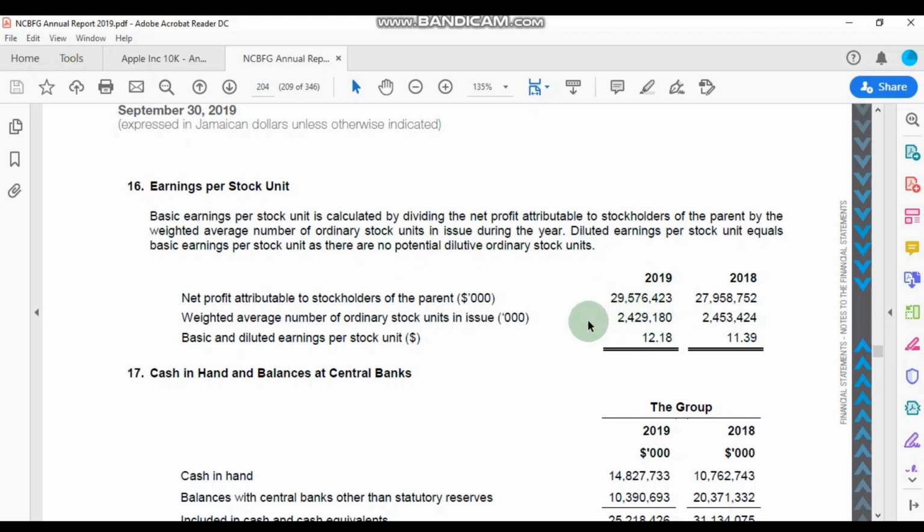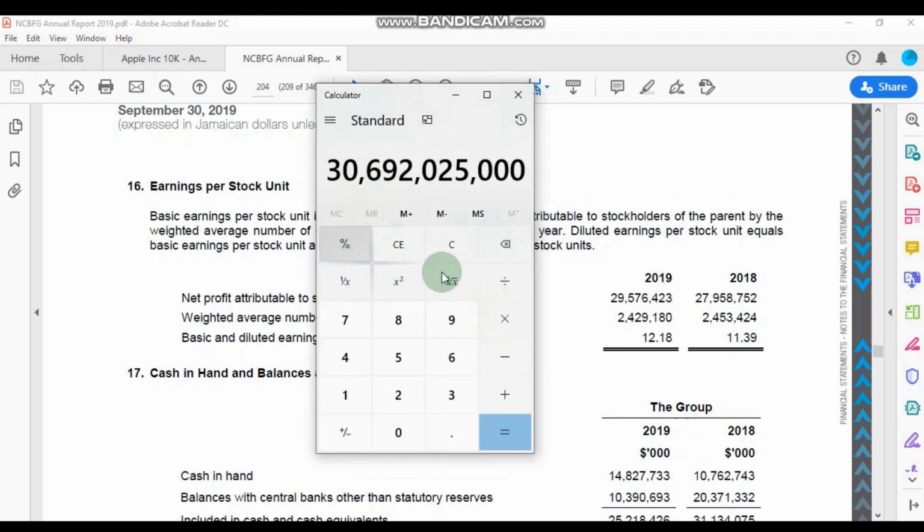Here it is shown that their earnings per share were calculated using a value of 29,576,423,000 and a weighted average number of ordinary stock units of 2,429,180,000. Since we had captured the net income from the line above, I'm going to use that number and divide it through by the 2.4 billion shares that are in issue to see if we get a similar number. So I'm going to be dividing that by 2,429,180,000.